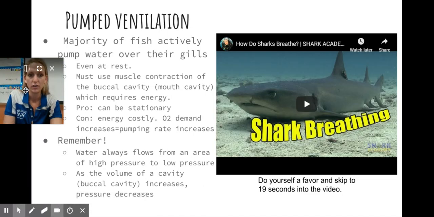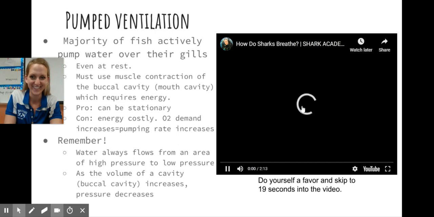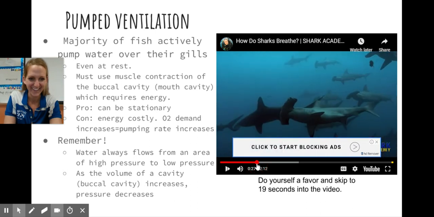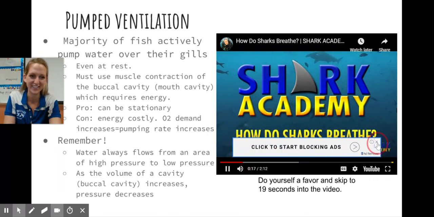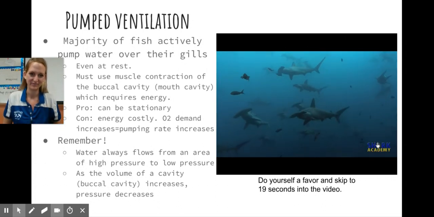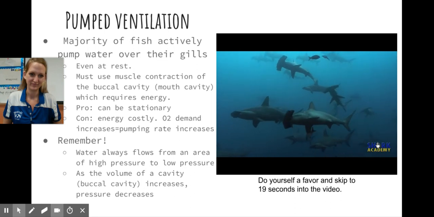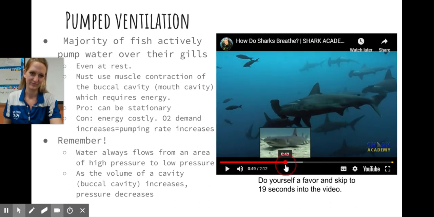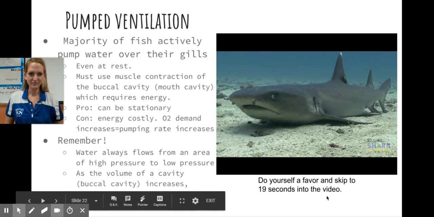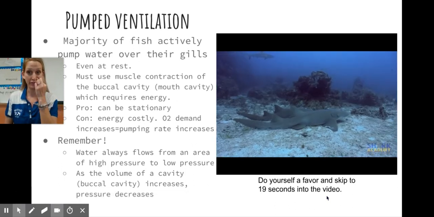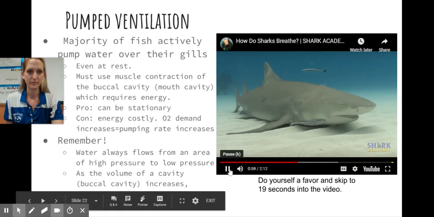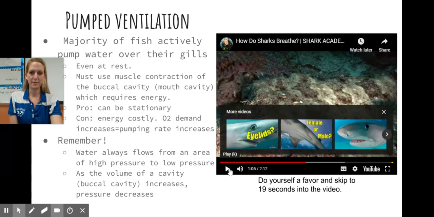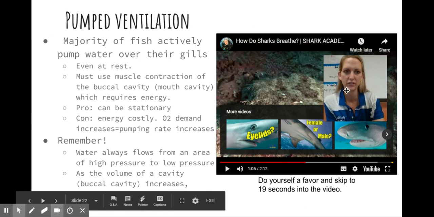Okay, pumped ventilation. We saw this one in class. There you go. Open the mouth, operculum's closed. Close the mouth, operculum opens. Okay, actually, we already saw that in class.